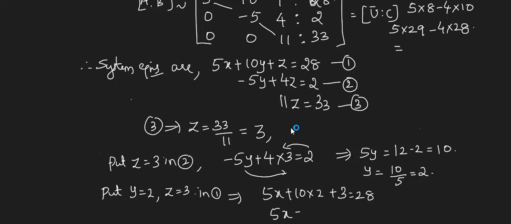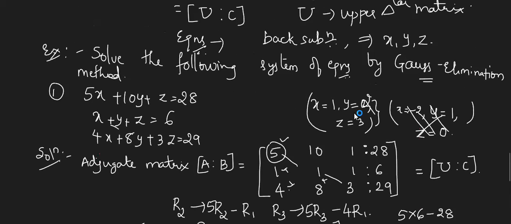Else it is 5x is equal to 28 minus 10 2s are 20. 20 plus 3 is how much? 23. What is the difference? 28 minus 23 is 5. So what will be x then? 5 divided by 5, 1. Check whether your answer is correct.